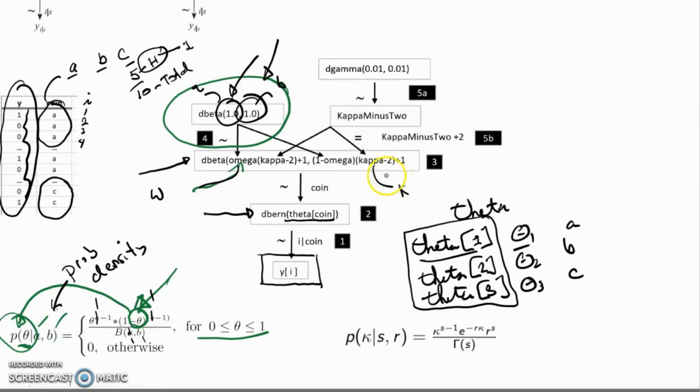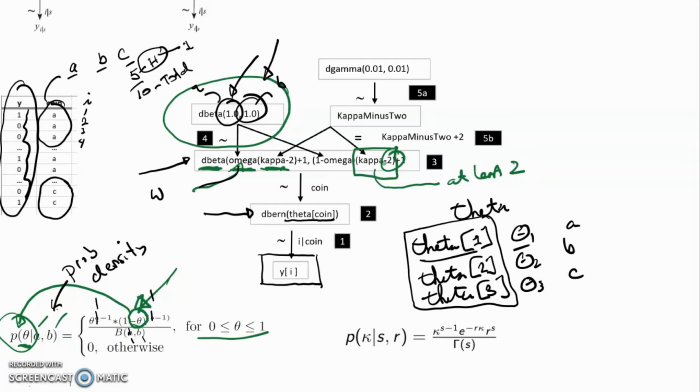Now let's think about the hyperprior for kappa. That's going to be just a little bit trickier. Because if you think about what happens when we parameterize our beta distribution by omega and kappa, the way we express this is kappa minus 2. So whatever value goes in here has to be at least 2, so that when we subtract 2 from it, we get a positive number.